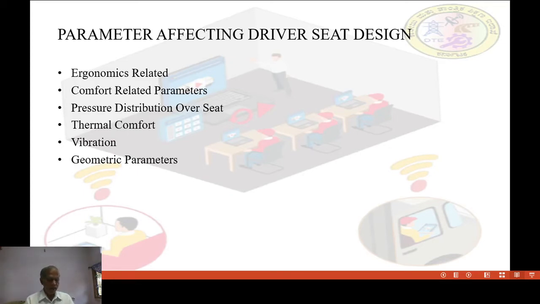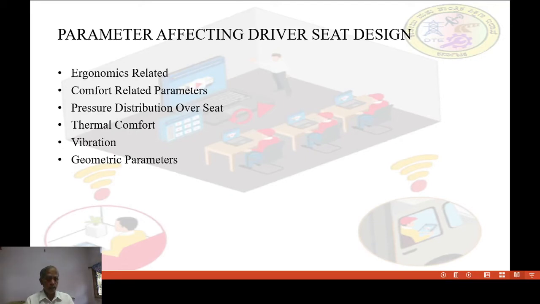Comfort related parameters. Comfort is feelings like relief, ergonomic enjoyment, and stable comfort, and is dependent on pressure distribution over the seat, thermal comfort, vibration at the driver's body, and geometrical parameters. Next is pressure distribution over the seat.